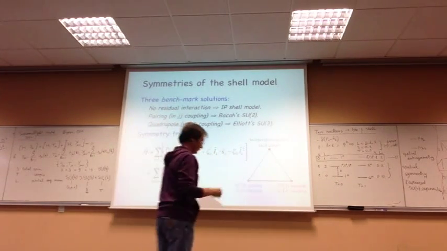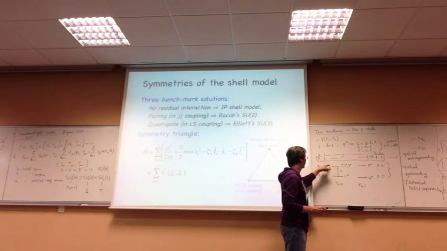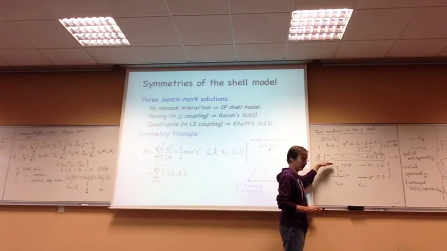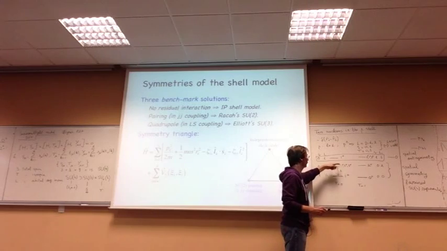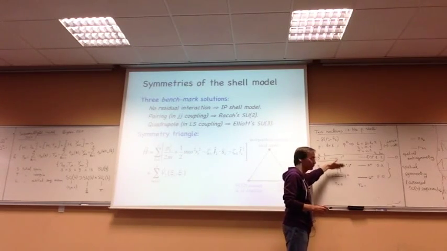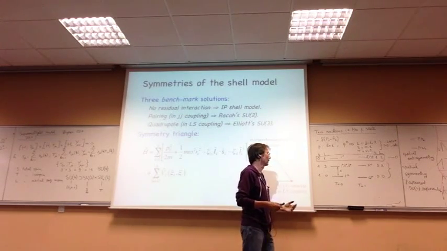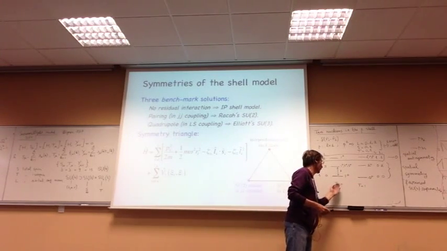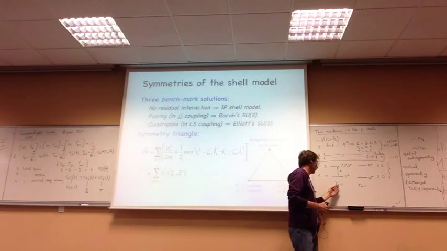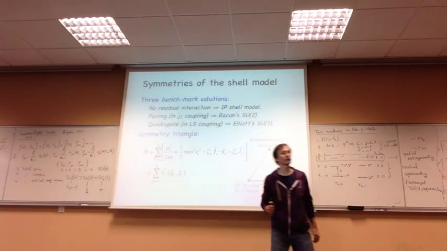Also these levels here are degenerate in energy, and in an actual spectrum they will not be degenerate, but they will tell you something about spin-orbit splitting and about the relative strengths of the interactions in the T equals 0 and T equals 1 channels. Okay.